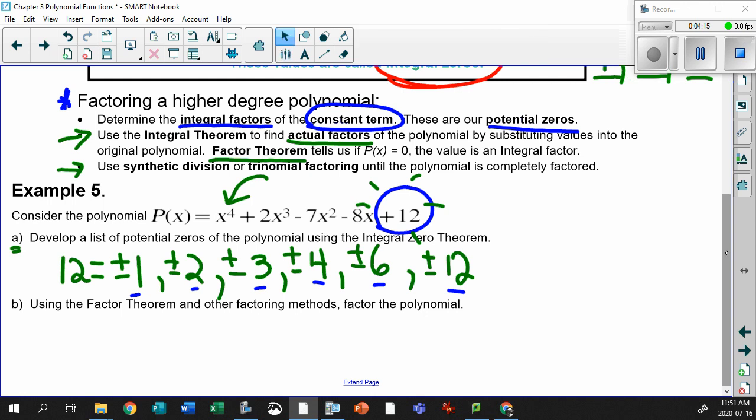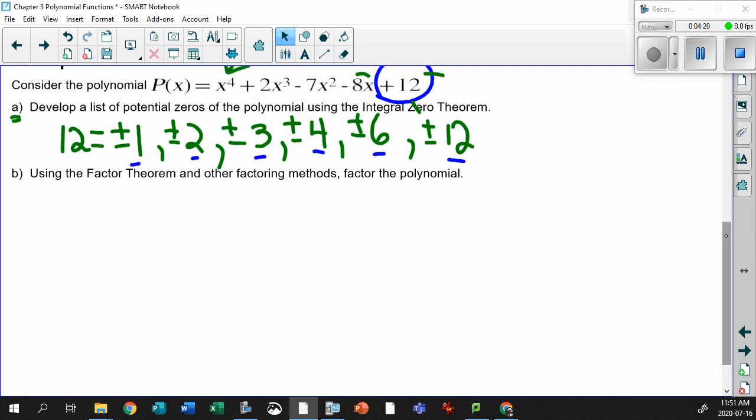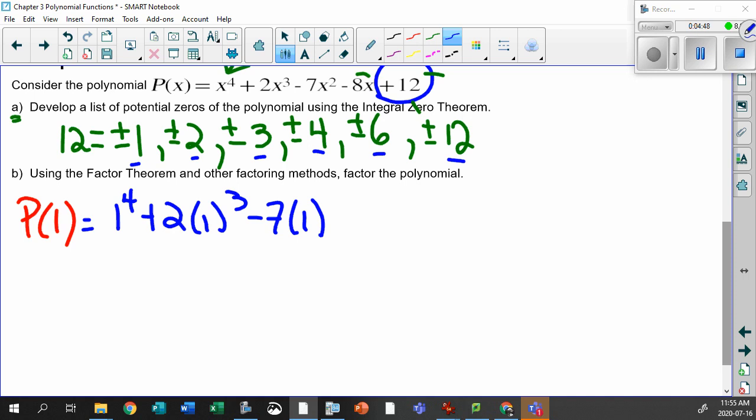No, it's not. Watch how easy this is. I'm going to start trying them right now. I'm going to try P of 1. Okay, here we go. Throw these values into the original polynomial and see if it actually works. Remember, that's our factor theorem and our remainder theorem. So we're going to go 1 to the power of 4 plus 2 times 1 cubed, minus 7 times 1 squared, minus 8 times 1, plus 12.